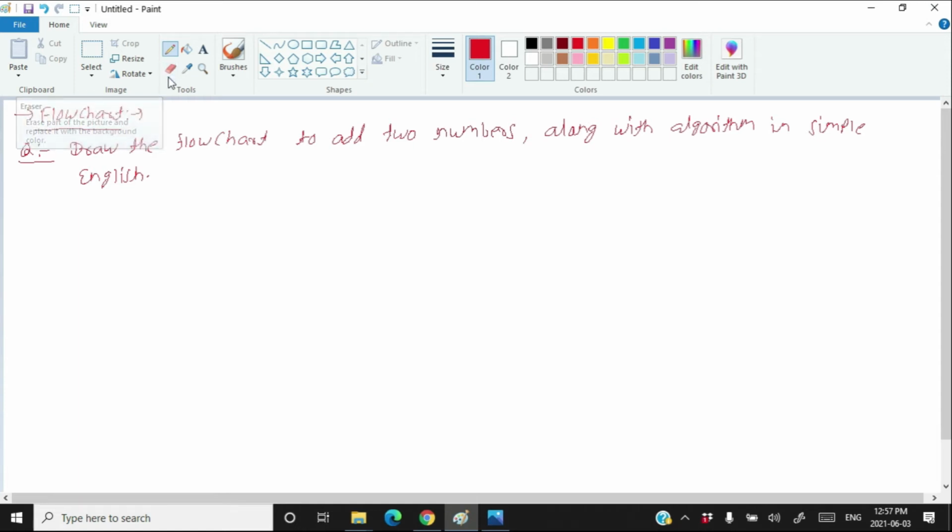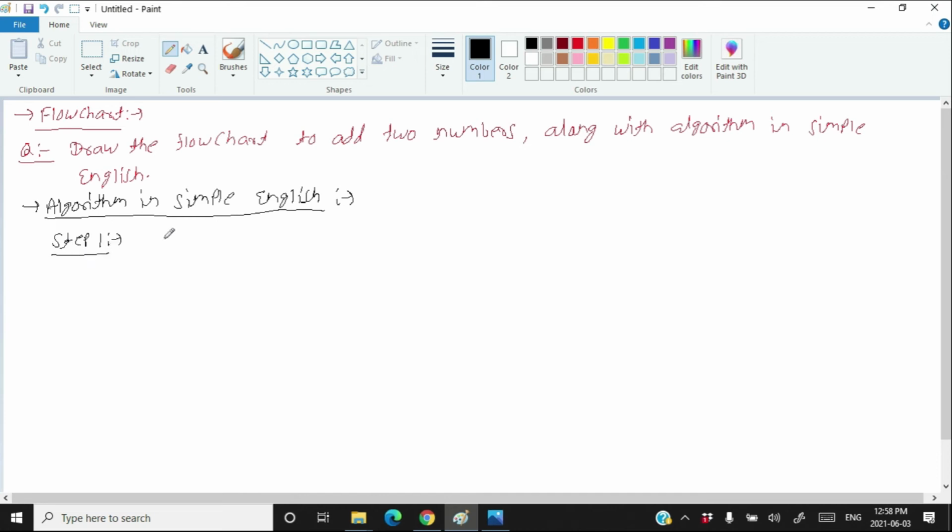So you have to do two things. First, you have to write the algorithm in simple English, and second, you have to draw the flowchart. So first, let's write the algorithm in simple English. Algorithm in simple English. Step 1.